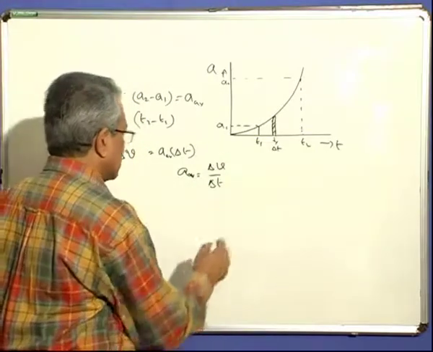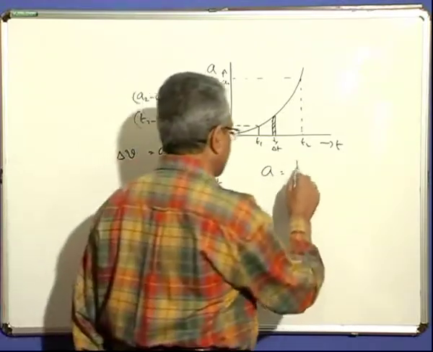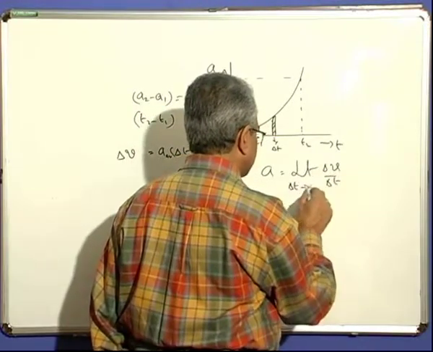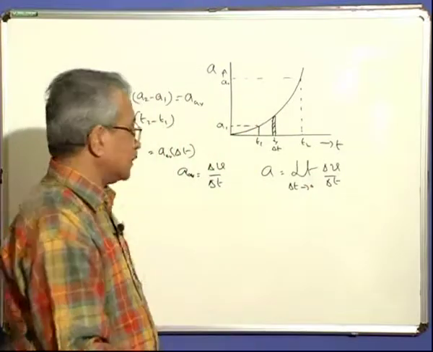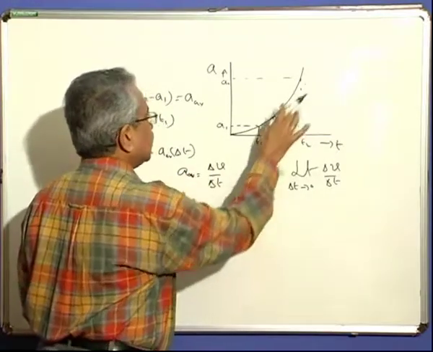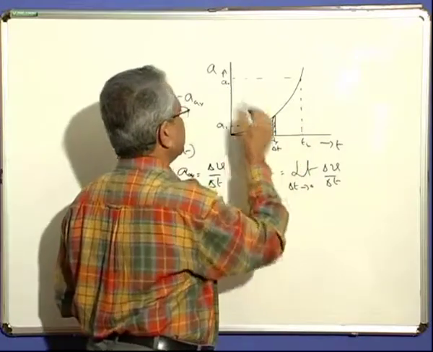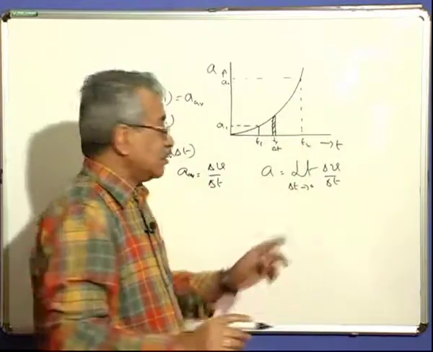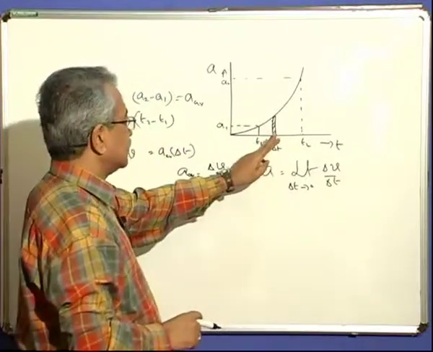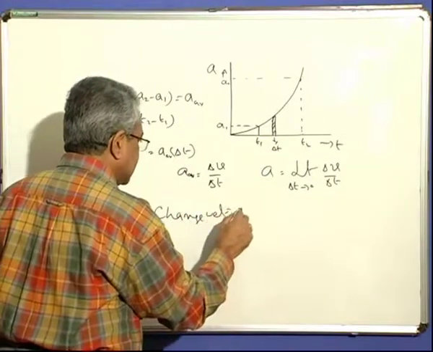That's average acceleration. You write the same thing with a limit, and it becomes instantaneous acceleration, in the limit of delta V by delta T when delta T tends to 0. Now you want to find the change in velocity for the whole area. So the area under this completely, from a1 to a2, will give you the change in velocity from time T1 to time T2. So change in velocity is the total area.